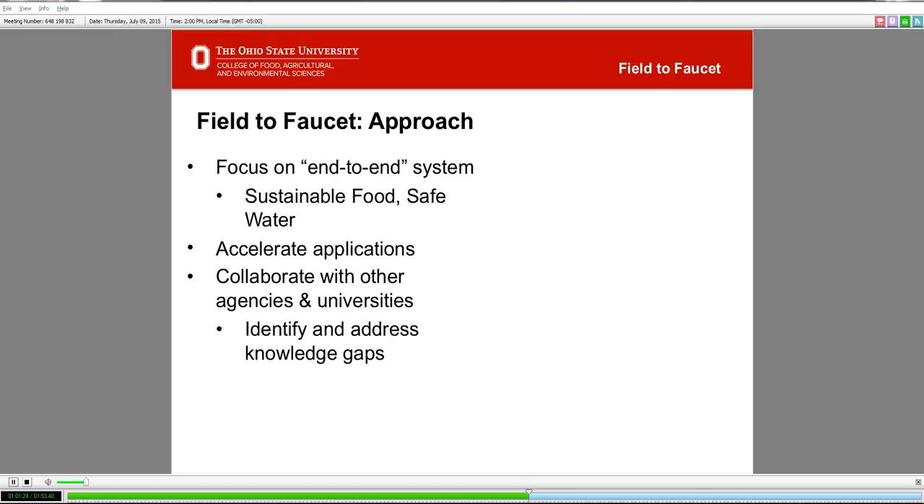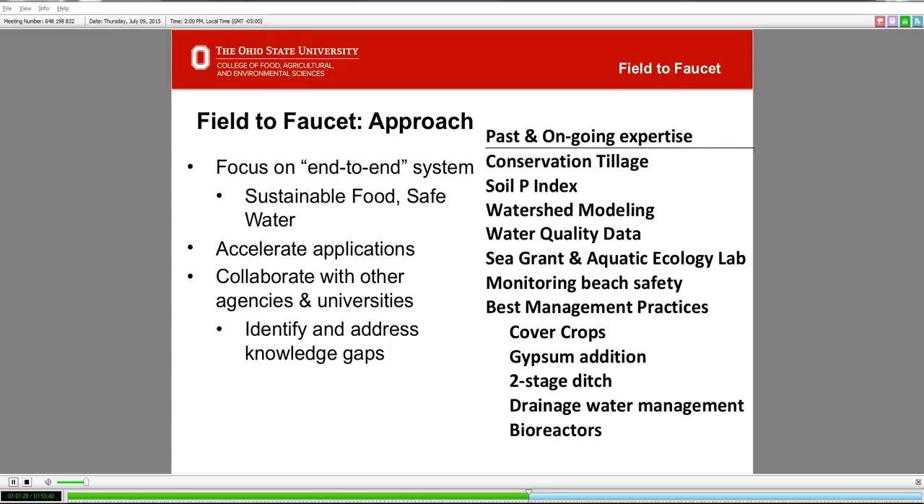That being said, I want to spend most of my time highlighting the 5 projects that have been funded through Field to Faucet. Field to Faucet was launched in the fall of 2014, with a $1 million investment from the College of Food, Agriculture, and Environmental Sciences, and that $1 million went to support these 5 initial projects. The first 2 I want to talk about are circled at the bottom of this slide, and they focus on what's happening mostly on the farm field.